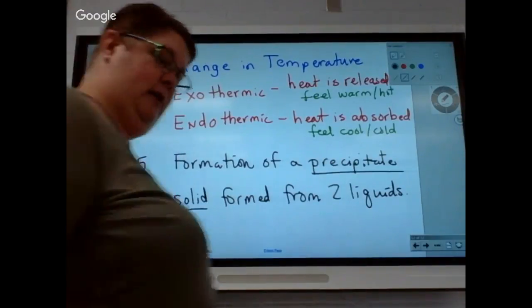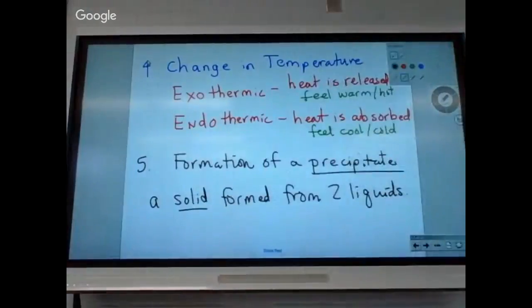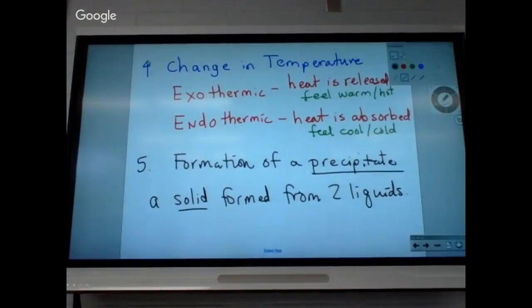So, if I asked you if making Kool-Aid is a physical or a chemical change, in your head, run through the 5 indicators. Everybody here has made Kool-Aid at some point, even if you don't like Kool-Aid. Did you form light? Nope. Did you produce a gas? Did you see bubbles? Did you change colors that was unexpected? Did you change the temperature?